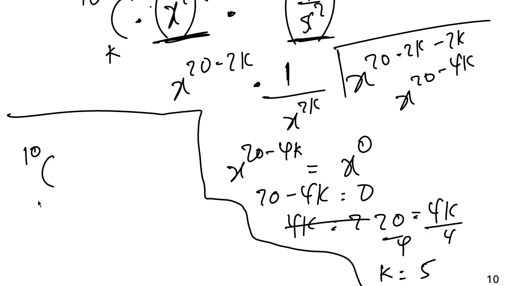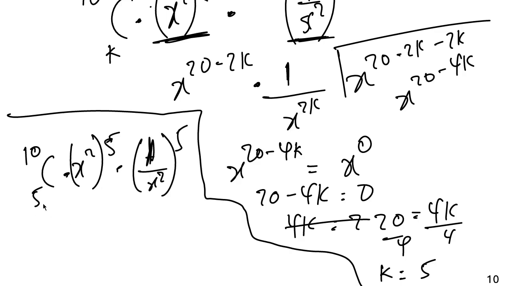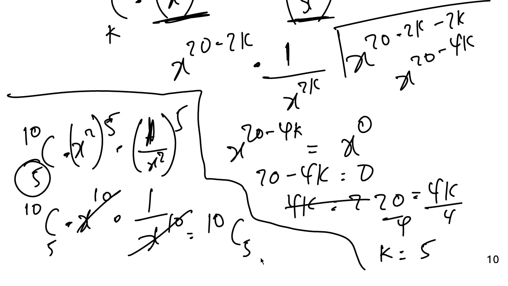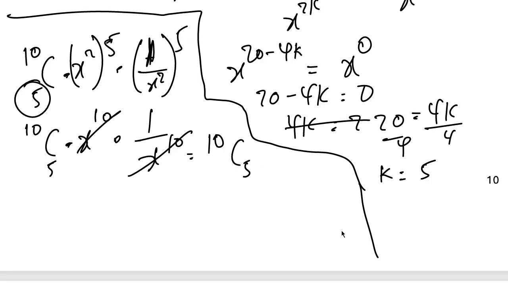Then you move over and substitute: 10 combination 5, x squared to the power 5, because that's 10 minus 5, into, sorry, 1 over x squared to the power 5, because that's what it is here. 10 combination 5 into x raised to the power 10, times 1 over x squared raised to the power 5, which is x raised to the power minus 10. So you can now see that at this point it cancels. You will not have any x. So the answer is simply 10 combination 5.